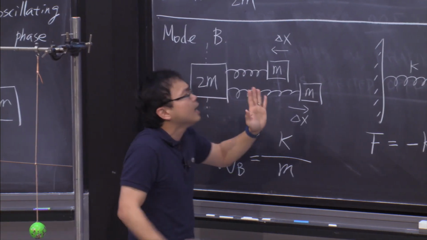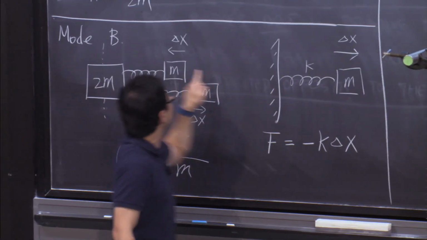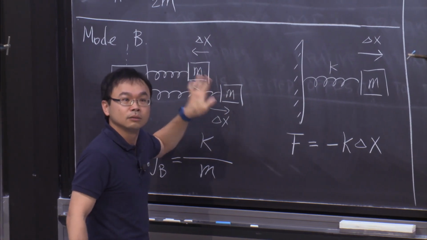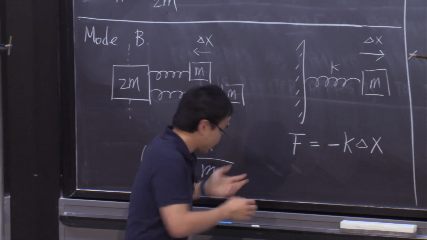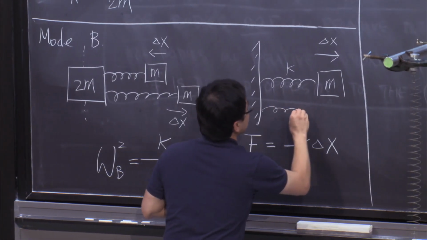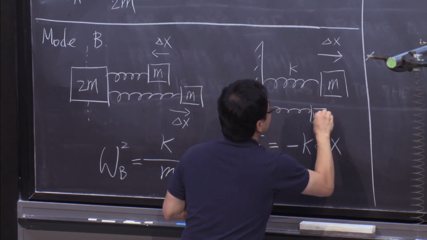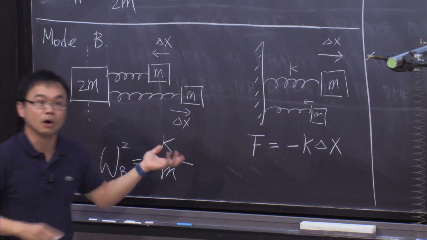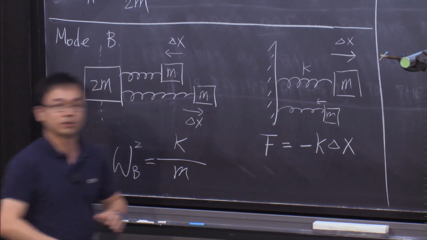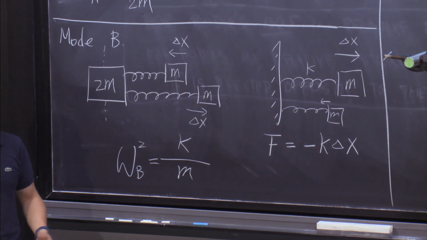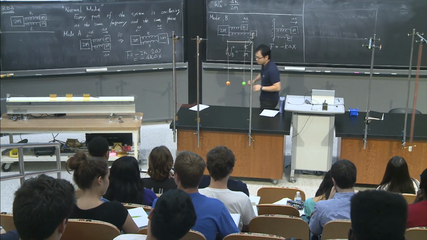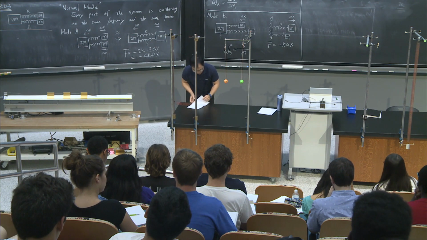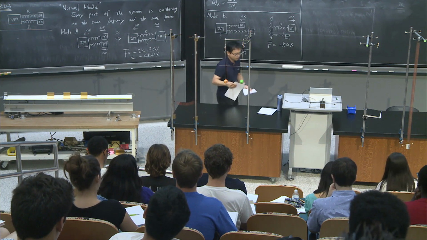Therefore, it's as if those two guys don't find each other, and it's like they are just two masses connected to a wall alone, and you can now identify what their frequency is. Okay, very good. So we made a lot of progress from the discussion.